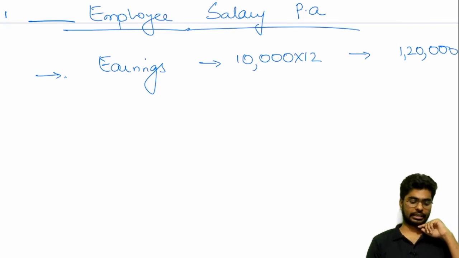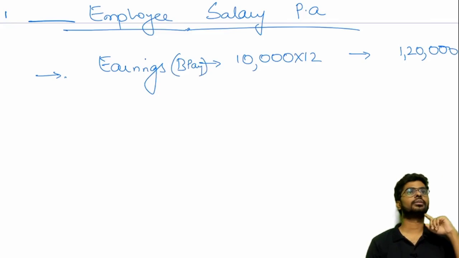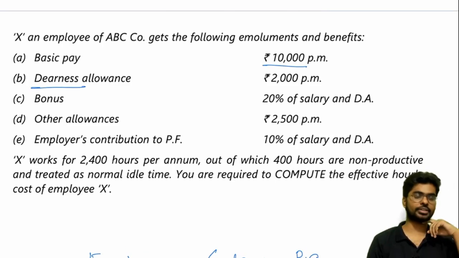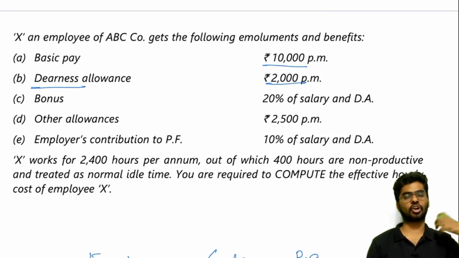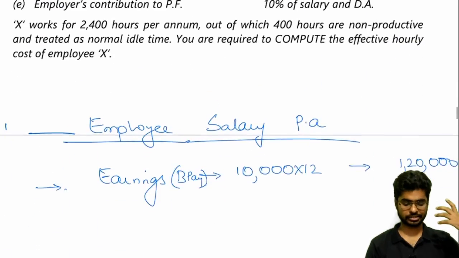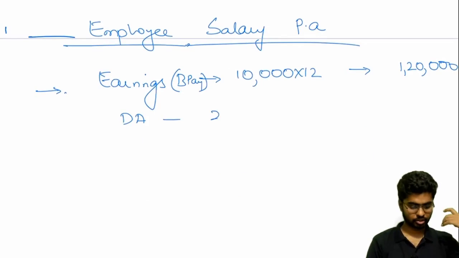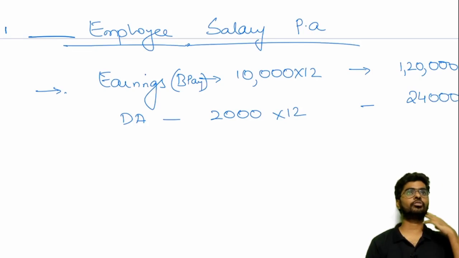Then that is my basic pay. Correct? Then let's try looking into the dearness allowance. How much is the dearness allowance? 2000 a month. That is for all his stay and other things. So, dearness allowance will be how much? 2000 into 12, which is 24,000.